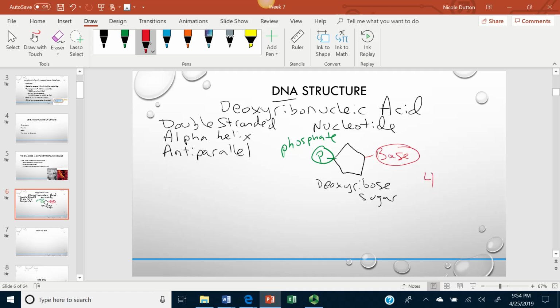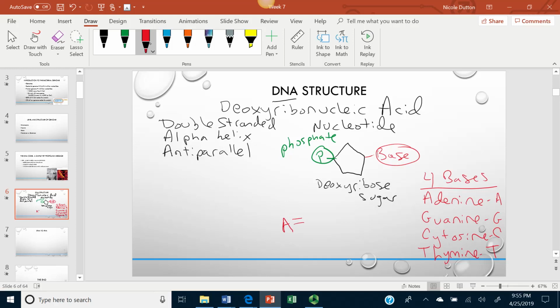And there's four bases: adenine, or A, guanine, or G, cytosine, or C, and thymine, or T. According to Chargaff's rules, A is going to form bonds with T, and these are two hydrogen bonds. While C forms three hydrogen bonds to G.